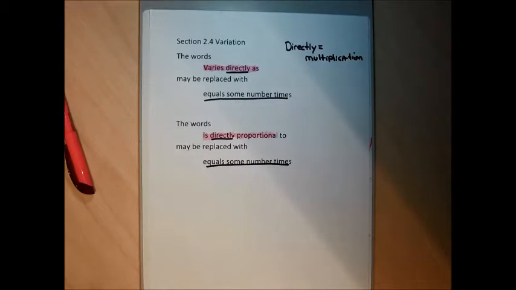There's more that I probably could say, but in the context of just getting started, I think it's important just to connect directly with multiplication, and then we'll move on to the next page, which is going to have the other two words that are going to be important in this section.